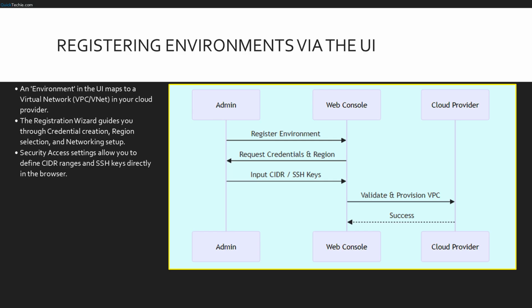Follow the sequence of registering an environment. The admin initiates the action in the web console. The UI requests critical details like credentials and region. The admin provides network specifics, such as CIDR blocks. The UI then talks to the cloud provider to validate and provision the necessary virtual private cloud resources, returning a success status to the browser once the environment is active.